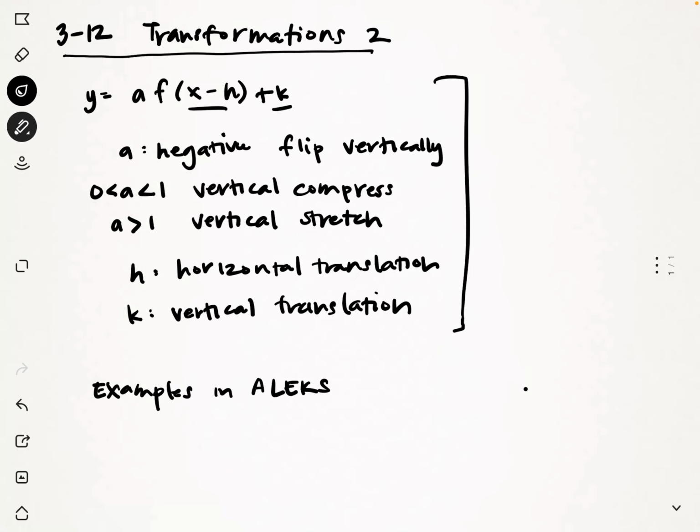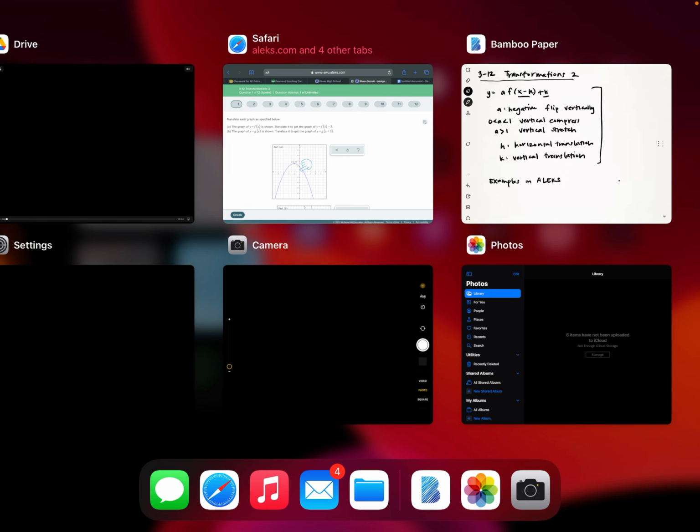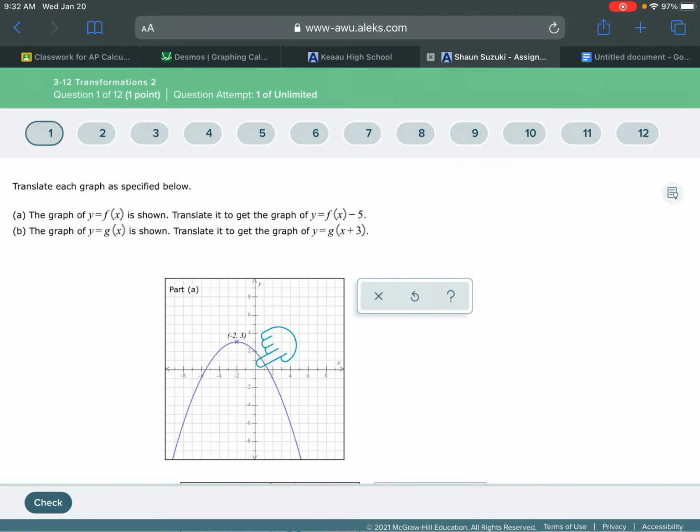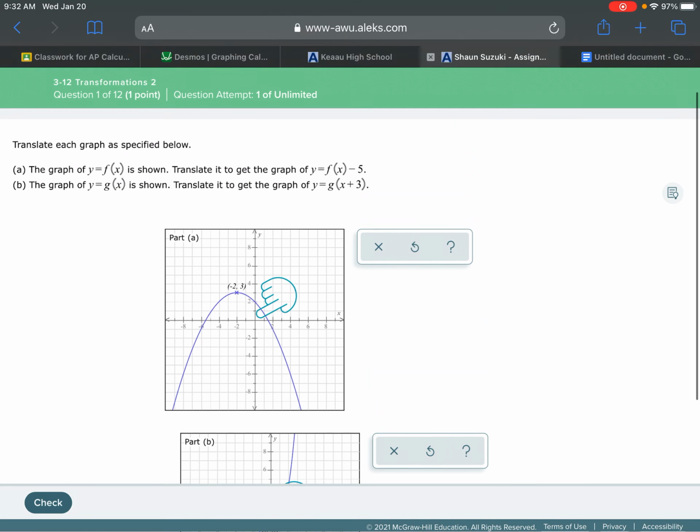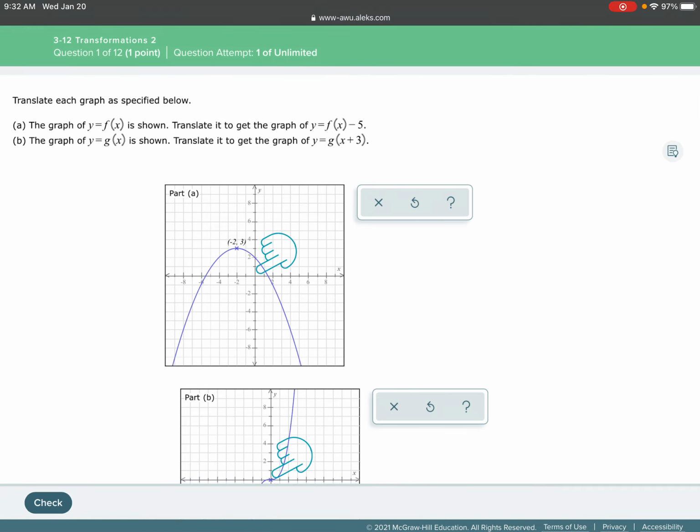So let's go over some examples in Alex. This is right from your assignment. I just wanted to go over some so we're aware of what it's asking us to do and how to respond correctly. The first one says the graph of f of x is shown. Translate to get the graph of f of x minus 5. Now, we're used to having our parabolas centered at the origin for the vertex and facing upward. We're not going to worry about that for now, but we need to translate to get the graph of f of x minus 5.